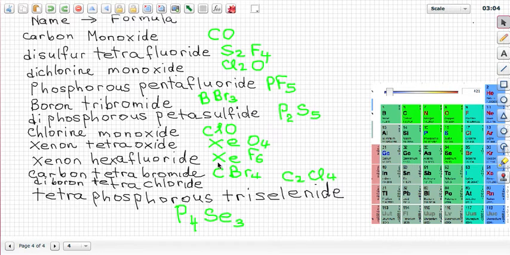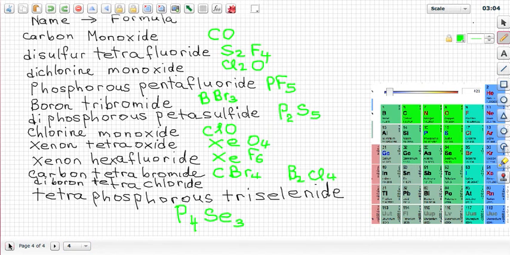Xenon hexafluoride, xenon, and the symbol for xenon is right over here, and 6 fluorine, symbol for fluorine is right here. Carbon tetrabromide, carbon with the 4 bromine, simply put the symbol for bromine next to the symbol for carbon and a subscript 4. Diboron tetrachloride, boron is B, 2 B, and tetrachloride. Tetraphosphorus triselenide, 4 phosphorus and 3 selenium. Selenium is right over here.